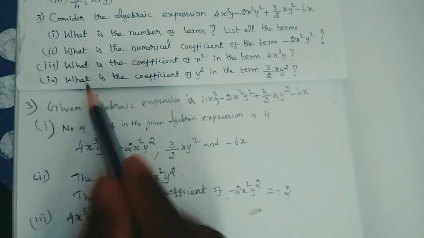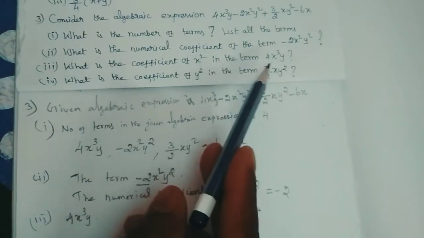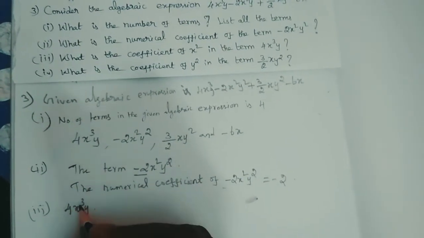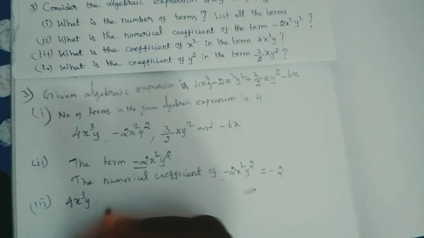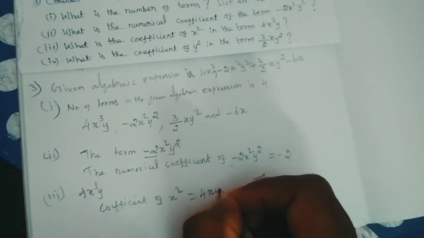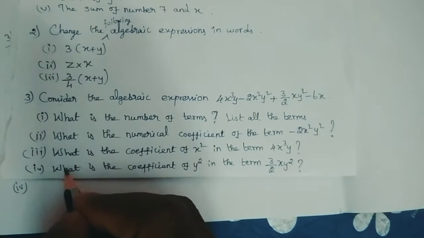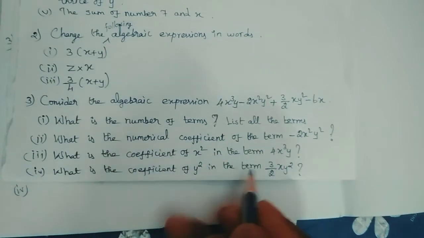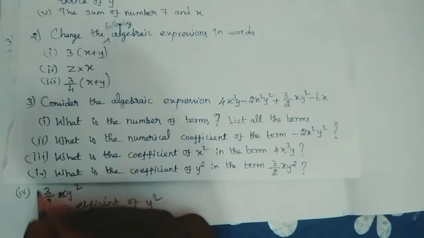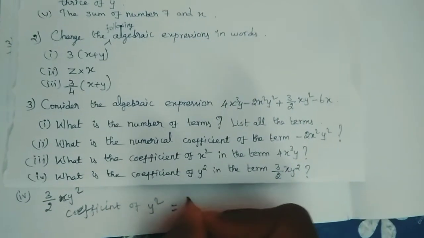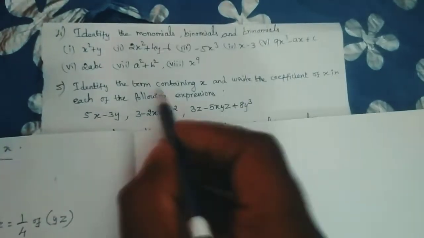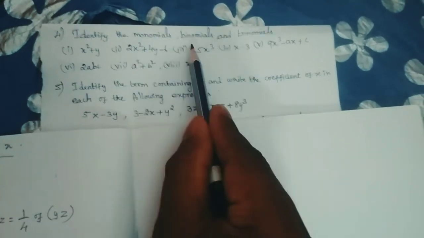Next question, what is the coefficient of x square in the term 4x cube y? So in the term 4x cube y, what is the coefficient of x square? Coefficient of x square is 4xy. Next, fourth question, what is the coefficient of y square in the term 3 by 2 xy square? The coefficient of y square in the term 3 by 2 xy square is 3 by 2x.